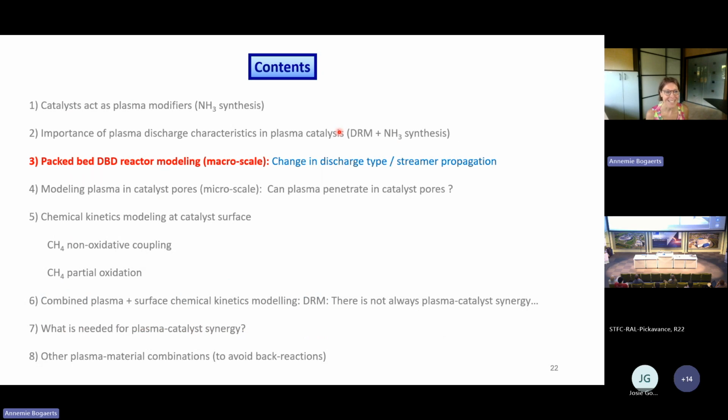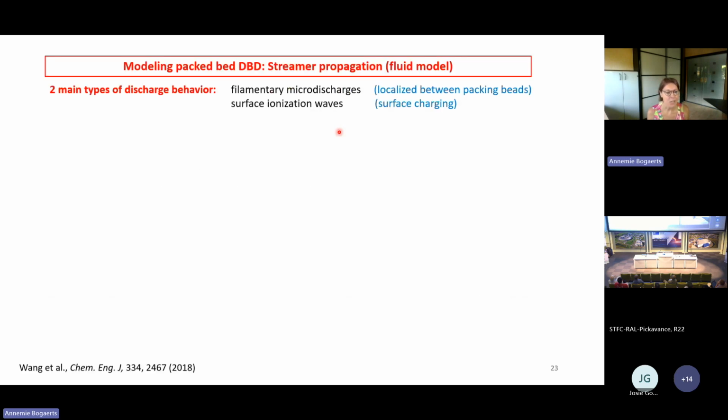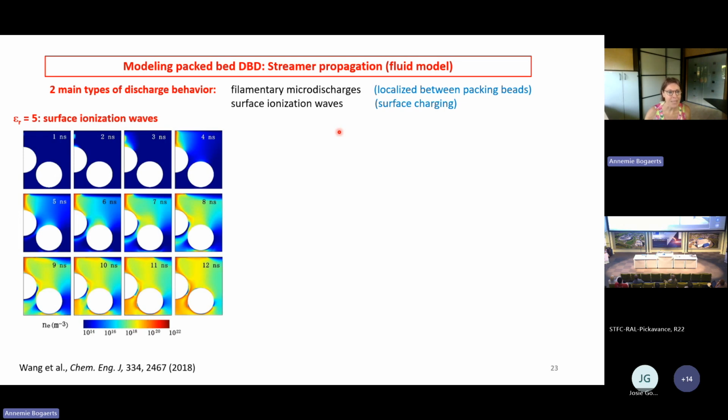Moving to the next topic, and I said from now on, there's only one slide per item. We did some modeling for a packed bed DBD at a macro scale to better understand the change in discharge behavior. And this is shown here for a packed bed DBD, and I only show two packing beads. This is one electrode, this is the other, and these are different time frames. So we see that as a function of time, the discharge evolves.